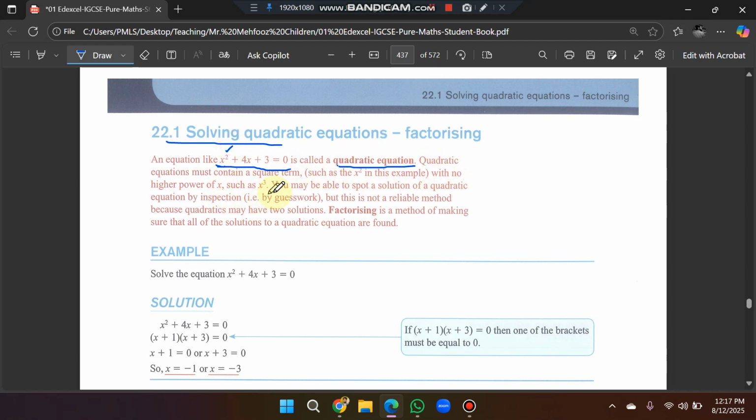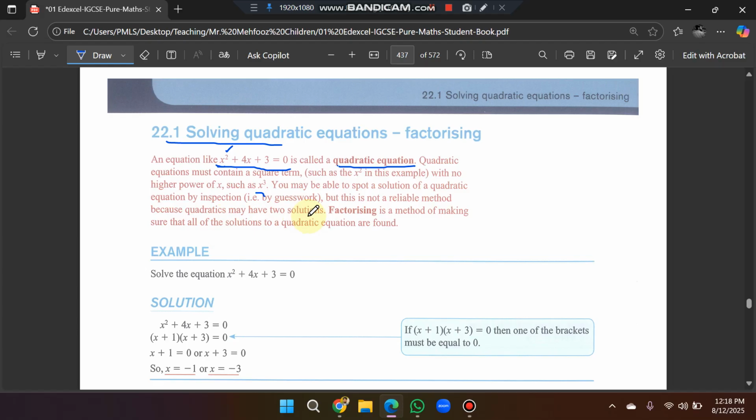A quadratic equation must contain a square term, such as the x squared in this example, with no higher power of x, such as x cubed. So if an equation contains power 3, it is not a quadratic equation, it is a cubic equation. You may be able to spot a solution of a quadratic equation by inspection, by guesswork, but this is not a reliable method, because quadratics may have two solutions.